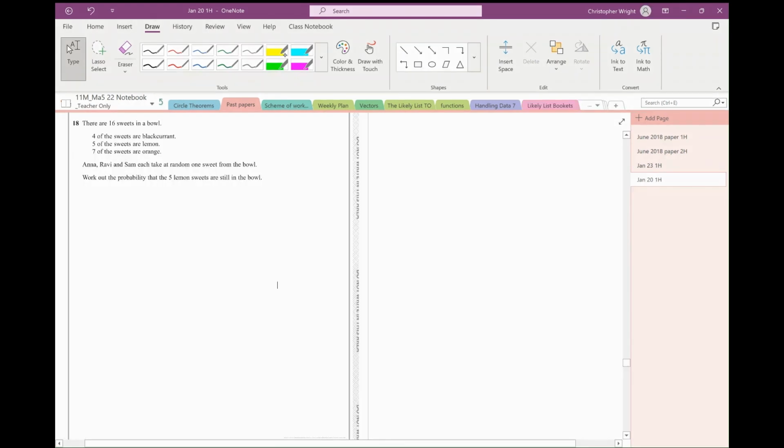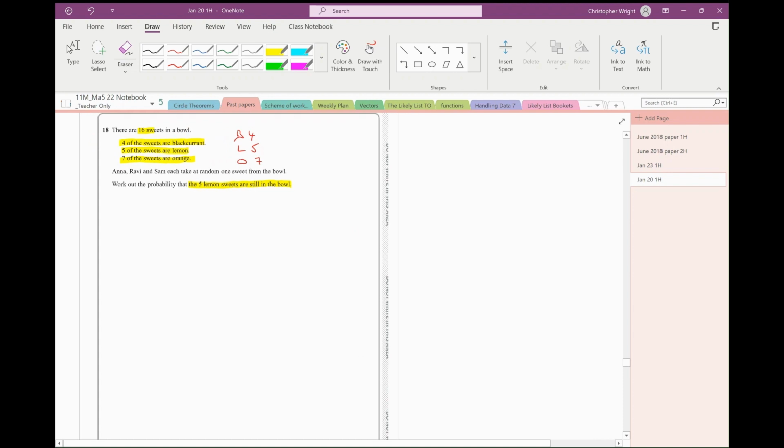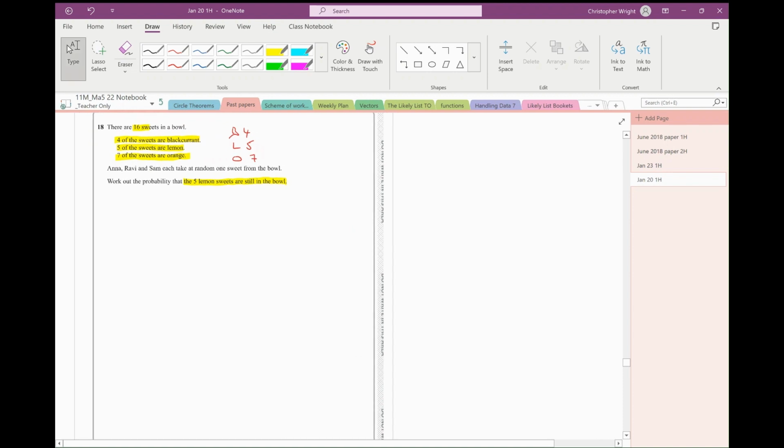Okay, so there are 16 sweets in a bowl. 4 of them are blackcurrant, 5 are lemon, 7 are orange. 3 people each take at random 1 sweet from the bowl. Work out the probability that the 5 lemon sweets are still in the bowl. So what we need is each person not to choose lemon: not lemon for the first choice, not lemon for the second choice, and not lemon for the third choice.